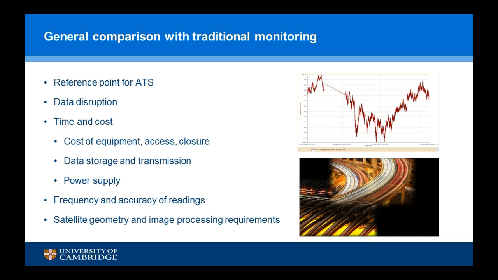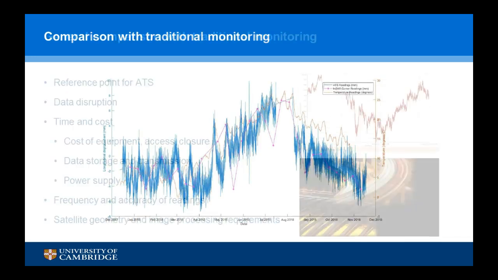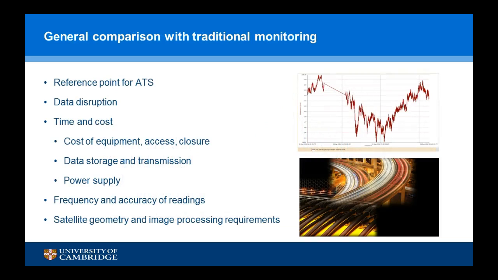Satellites, not to say that they are perfect either, but from the previous image, in the time when we're not getting any readings from the ATS, they give us some idea of what could be happening in between. You don't have to pay for extra equipment. In this case, we installed corner reflectors to augment it, but there are a number of different studies in the literature where people have used satellite monitoring to monitor bridges just using the natural reflections of the bridge itself. It doesn't require closure or the data storage and transmission at site. We don't need a power supply to do it.